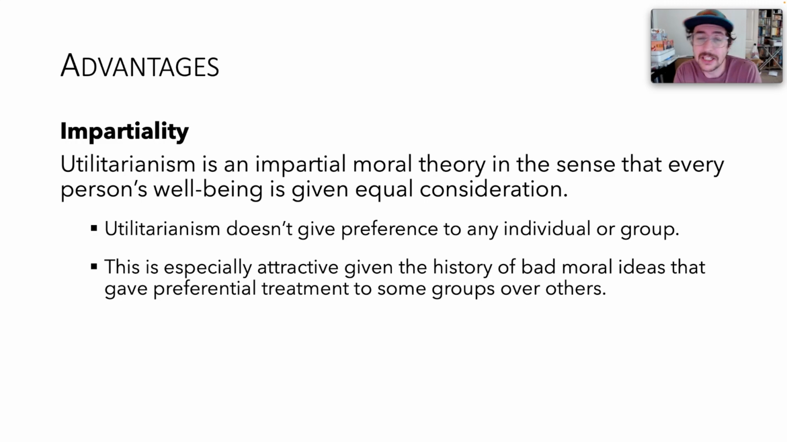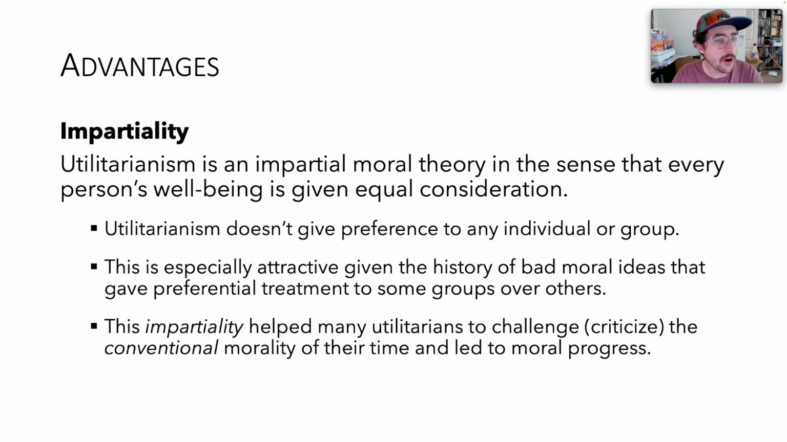Now, this idea that everybody's well-being gets equal consideration regardless of their race, their sex, their religion, their nationality, might seem especially attractive when you think about history and the ways in which people have promoted bad moral ideas that didn't give equal consideration to people's well-being from different races, sexes, religions, and nationalities, etc. Moreover, if you look at the history here, this kind of impartiality, that everybody's well-being has to be given equal consideration, helped a lot of utilitarians challenge or criticize the conventional morality of their time, that thereby led to society making moral progress in a number of ways.